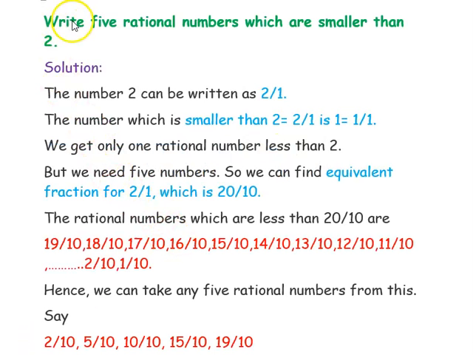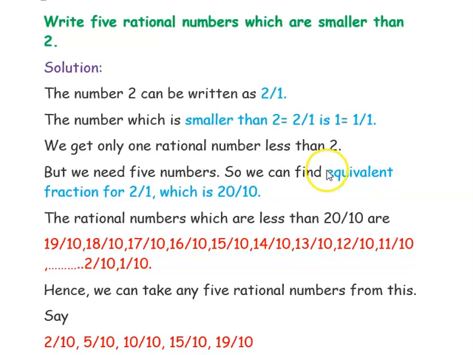So next question is, write 5 rational numbers which are smaller than 2. So solution. Our given rational number is 2. We can represent this number 2 as 2 divided by 1, that's in the fraction form. Now we have to find the numbers which are smaller than 2, that is 2 divided by 1. We know that 1, that is 1 divided by 1, is a number which is less than 2. So we have only one number.